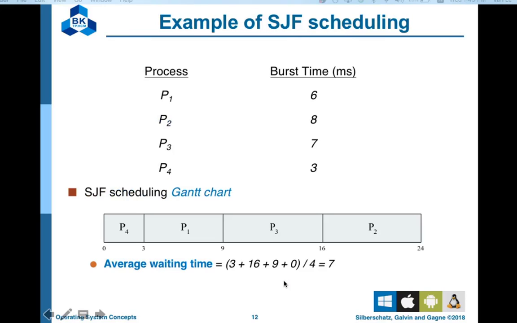Here we have an example. For example, here we let the CPU go to P4 first because it's the smallest. And the next one is P1, and the next is P3, and the last one is P2.